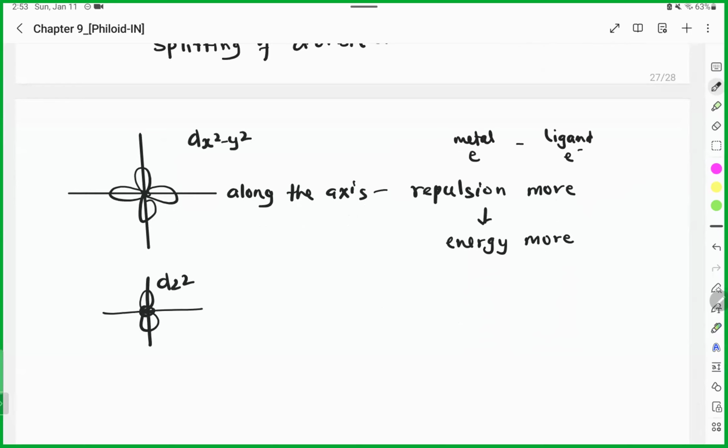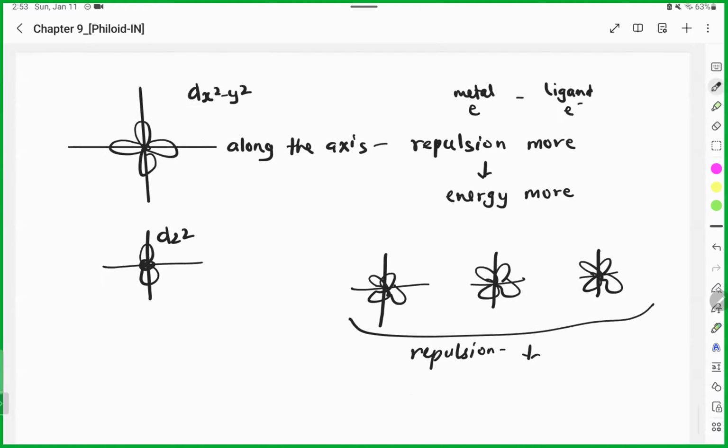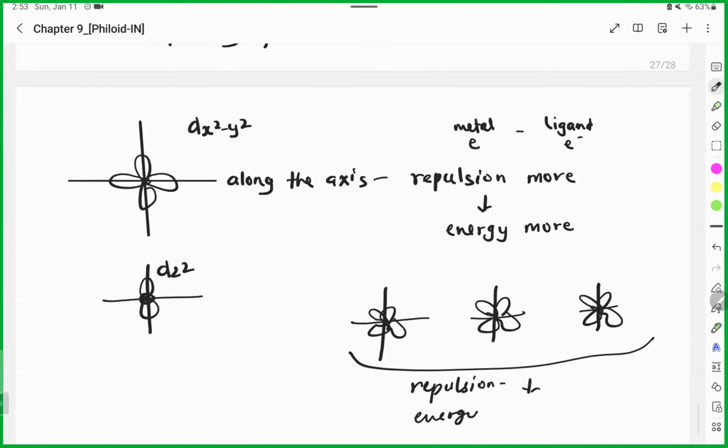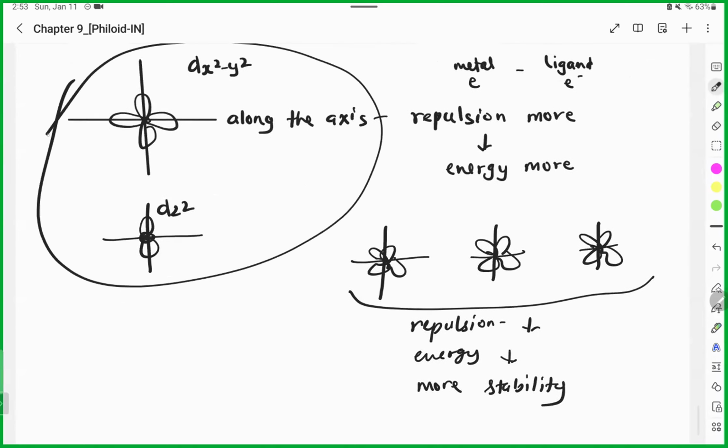Correct. But if you take xy or yz or zx, what will happen? It is between the axis. Repulsion in all these three will be less. Less repulsion means less energy. Less energy means more stability. Make sense? Less energy means more stability. Here, in these two situations, you have more energy and less stability. This is the key factor to understand the whole mechanism.